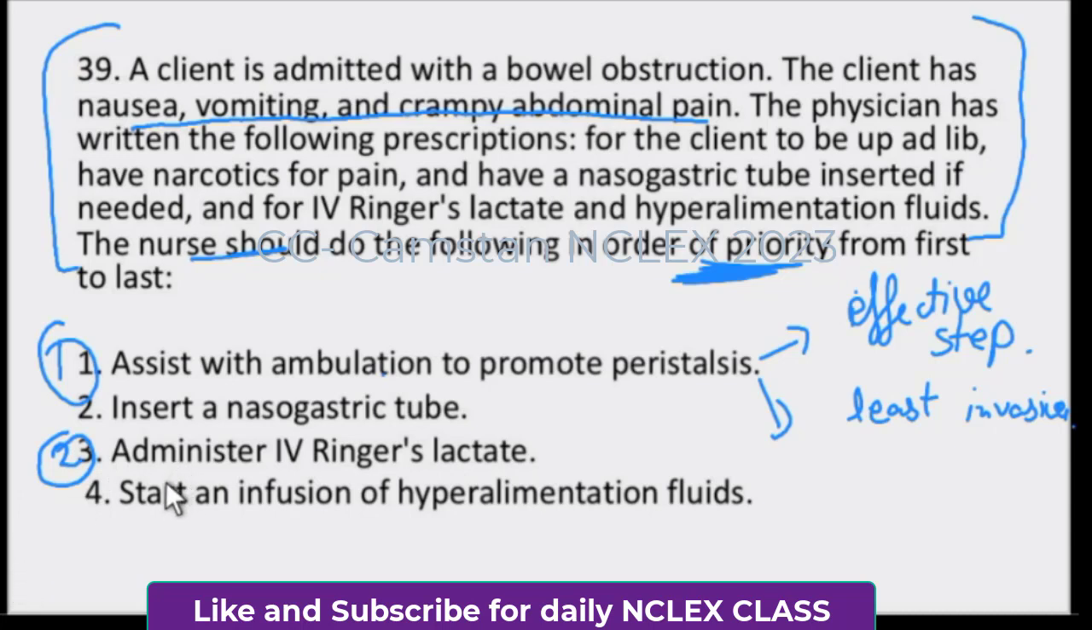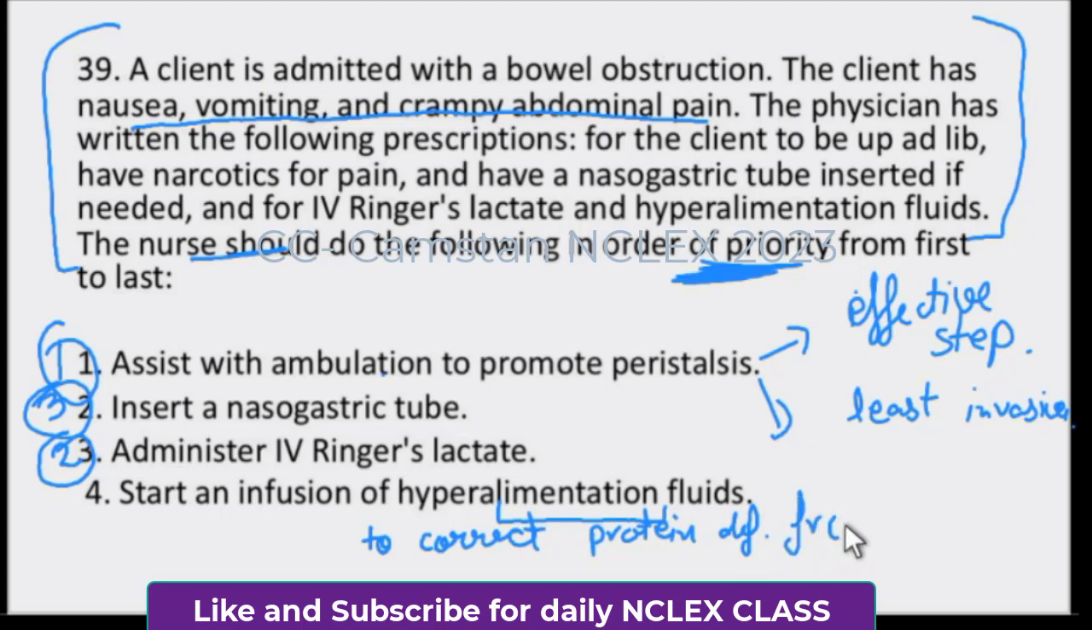After that, the nasogastric tube is inserted to reduce gastric secretions. So this is the third priority. And at last, hyperalimentation fluids are given. Now, why are these fluids given? Because they can be used to correct protein deficiency from chronic obstruction, paralytic ileus, or an infection.